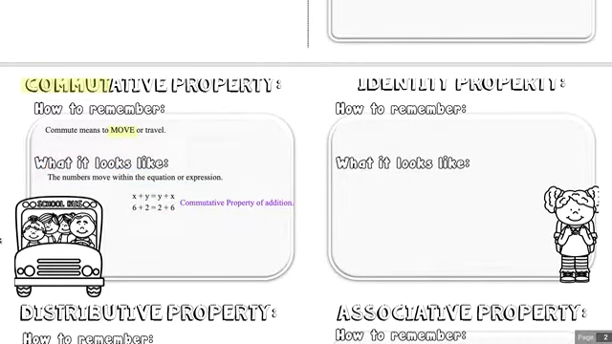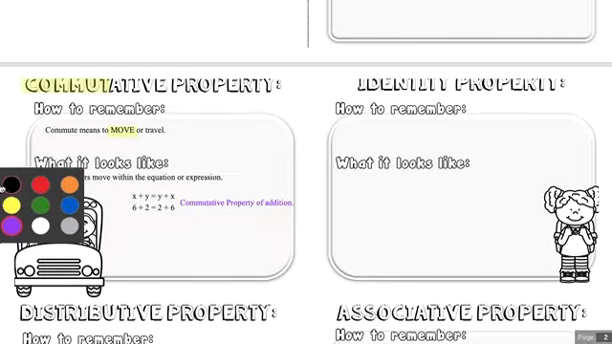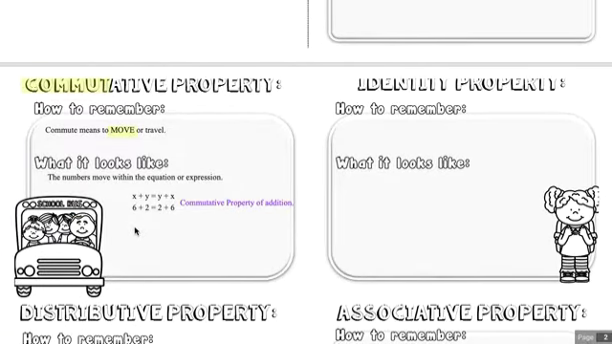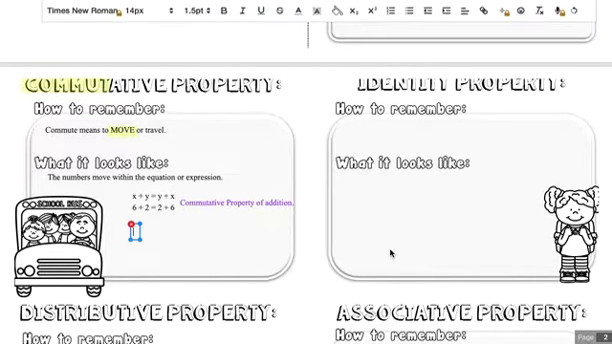Another example of what this might look like is if I use the multiplication property of commutative. So that might look like, in algebra, x times y is the same thing as y times x. Now in numbers, you might see that 4 times 3 is the same thing as 3 times 4. Again, it doesn't matter what order I do it in as long as it's multiplication. So this is the commutative property of multiplication.